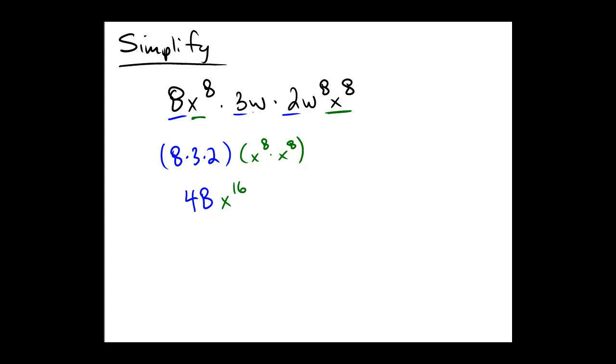Finally, we have a w and a w to the 8th. So for this, I'm going to remember that w means w to the 1. It's an identical base. And then we use our product rule to add together the exponents. So we get w to the power of 1 plus 8, and 1 plus 8 is 9. So the final answer is 48x to the 16th, w to the 9th.